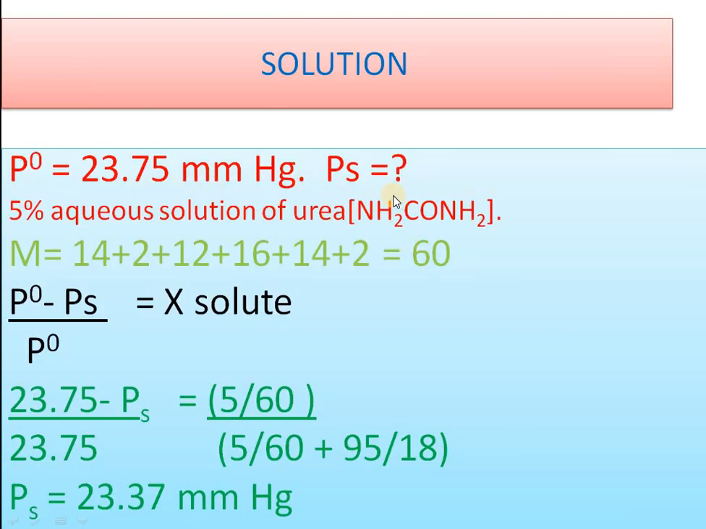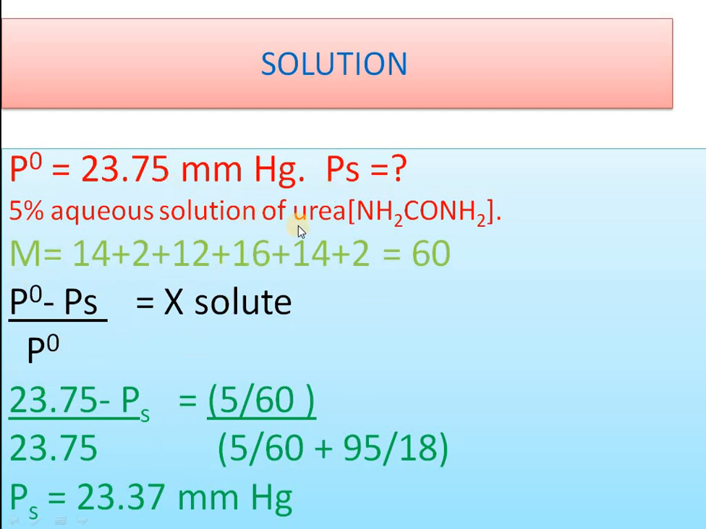P0 is given, Ps we have to find out. 5% means 5 gram. 5 gram you have to calculate moles: 5 divided by 60, that is the molecular weight. So moles divided by total moles. 5 gram means 95 gram is water, 95 by 18 are moles. So we have solved it from this formula.